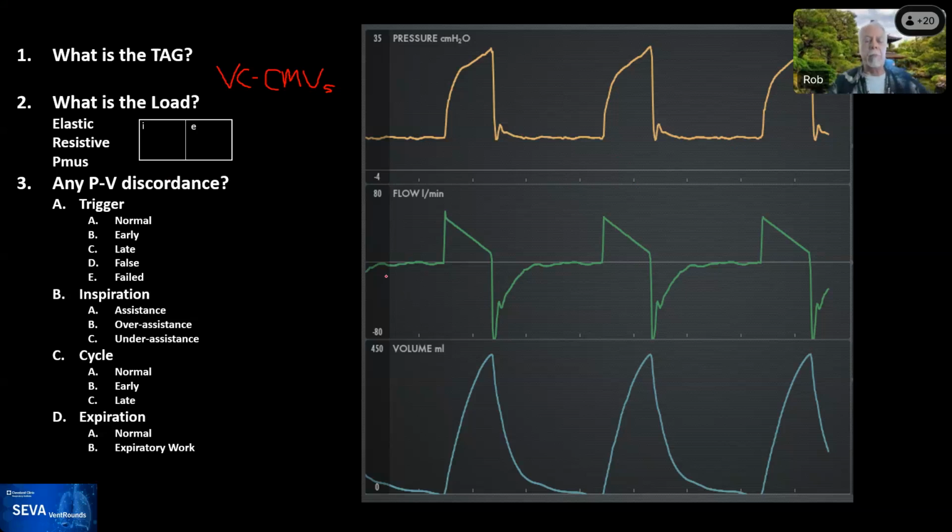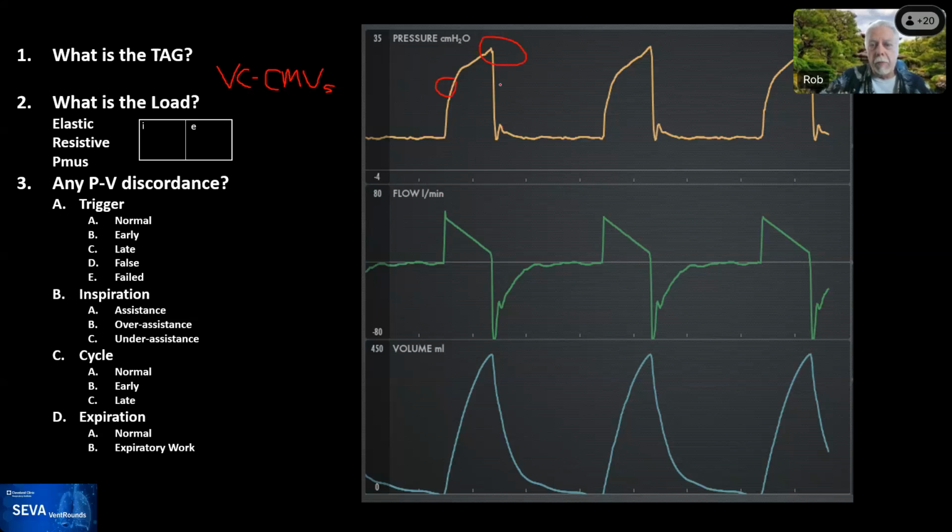Keeping in mind what we said before about the expected wave shape of a descending ramp waveform, we see comments here that we have an elastic load. Yes, you guys are all getting it. The elastic load, the tip-off is that the end inspiratory pressure is much higher than the initial pressure rise.